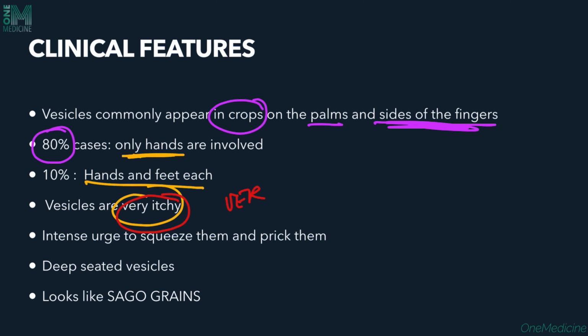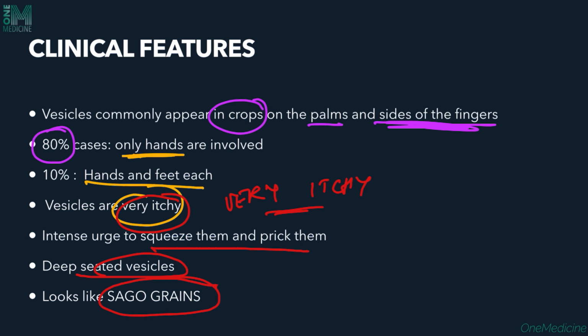The lesions are very, very itchy, and the patients have an urge to squeeze them and also prick them. Such is the severity of the itching here. They're deep-seated vesicles and they look like sago grains. So that's how they're seen on the palms and soles if the lesions are present.